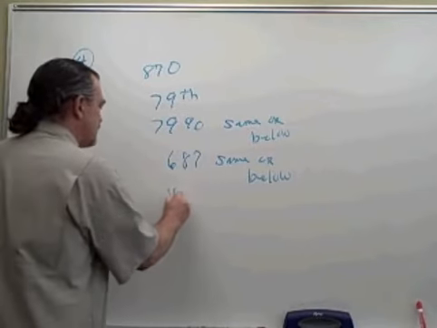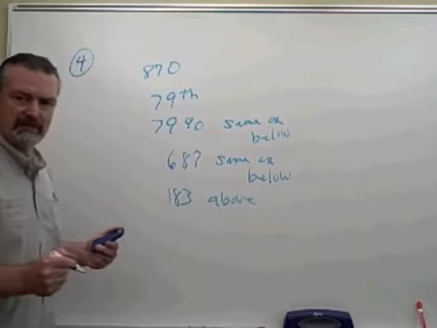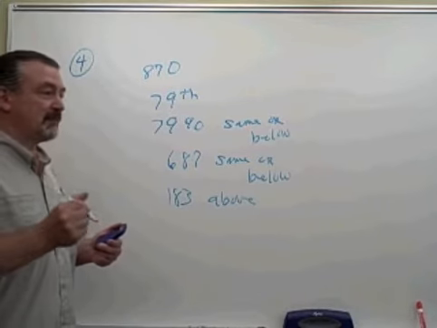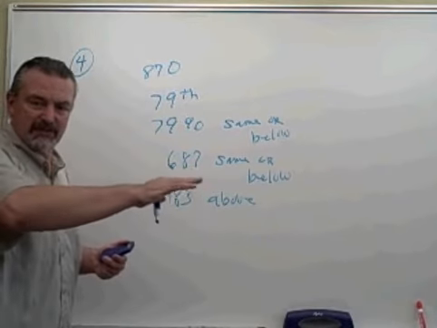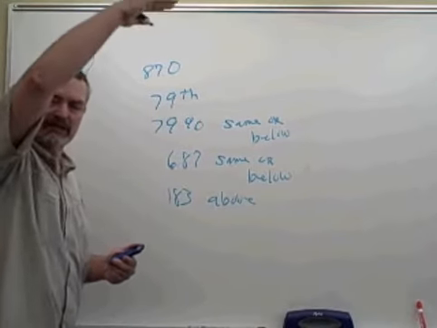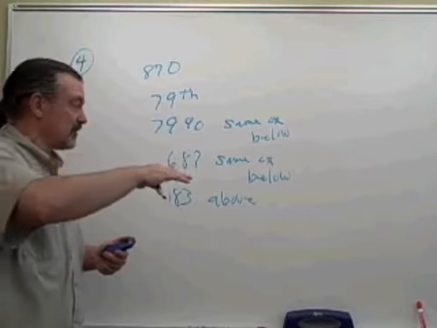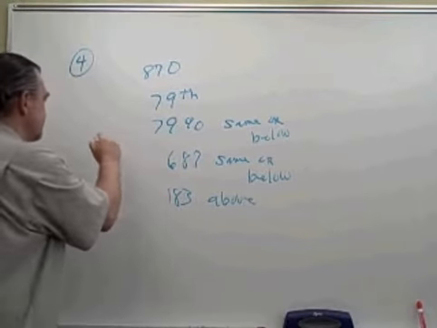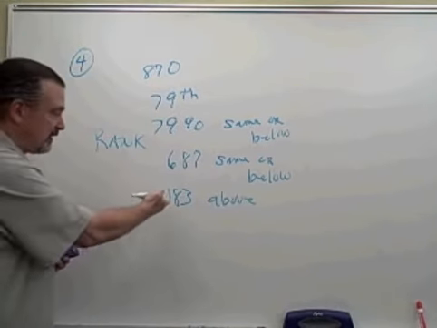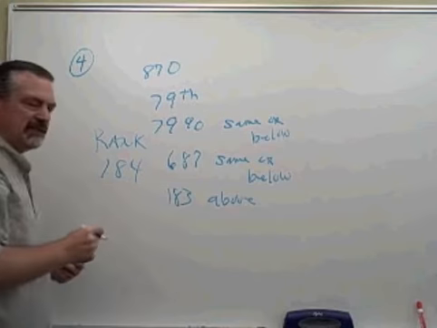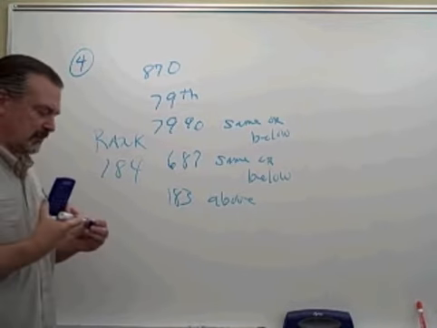So 183 scored above. So that means where this student was in the 79th percentile, there were 183 students ahead of him or her. So that student's rank would have been the next one, which would have made it 184. So that student's rank is 184.